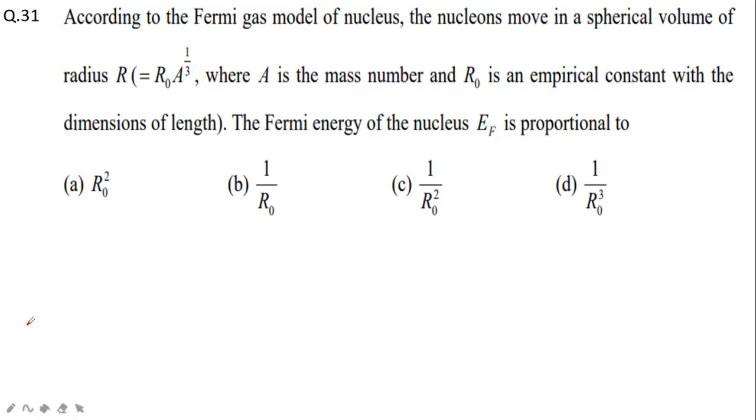Question number 31. This is a good question and also easy. According to the Fermi gas model of nucleus, the nucleons move in a spherical volume of radius R, R equals R_0 A raised to the power 1 by 3, where A is the mass number and R_0 is an empirical constant with dimensions of length. The Fermi energy of the nucleus E_F is proportional to.